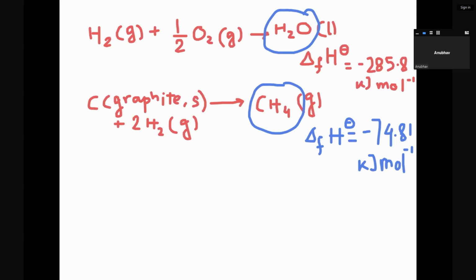So for the first equation, we have H2 plus half O2 to H2O liquid. For the second equation, we have carbon graphite solid plus 2H2 gas to CH4, which has a ΔfH° value of minus 74. So now we have the standard enthalpy of formation of C2H5OH, that is ethanol. So if you were asked what is the standard enthalpy of formation of ethanol, what will it be? So we have ethanol over here.